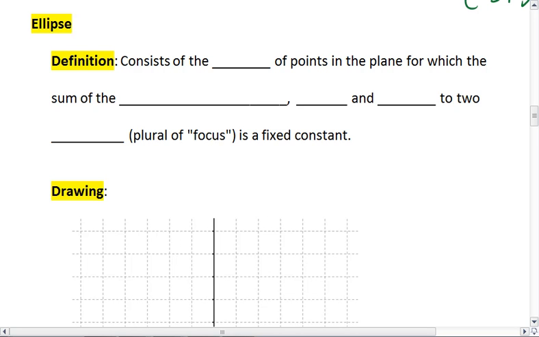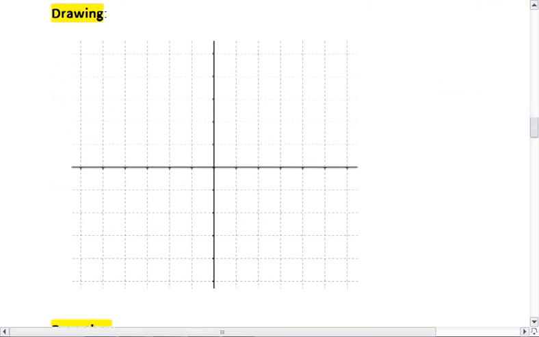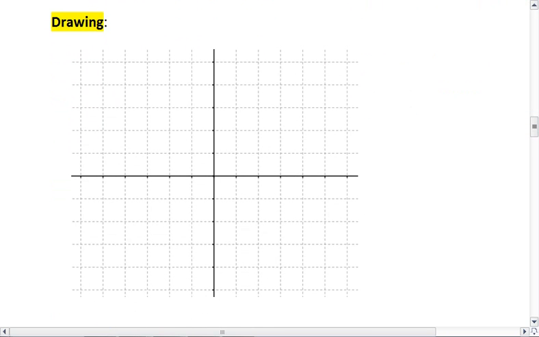We're now going to look at an ellipse. An ellipse consists of the set of points in the plane for which the sum of the distances d1 and d2 to two foci, this is the plural of focus, is a fixed constant. So again, let's look at the drawing. I will have a focus here and a focus here.